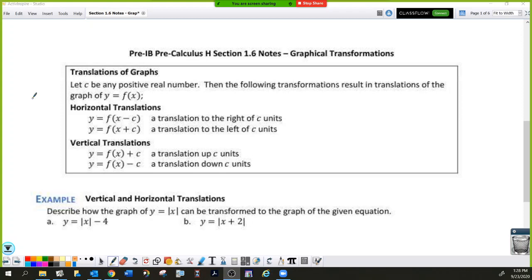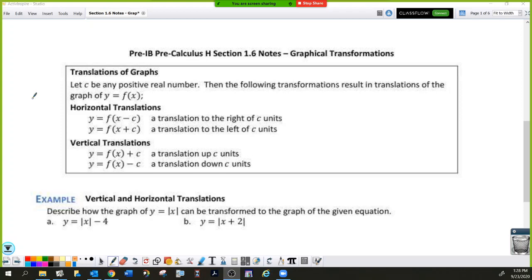Let C be any positive real number, and then adding and subtracting C either inside the parentheses or outside the parentheses is going to do things to the graph. Your horizontal translations, or shifting left and right, are going to happen when you add and subtract on the inside of these parentheses. And I like to say inside changes and outside changes.